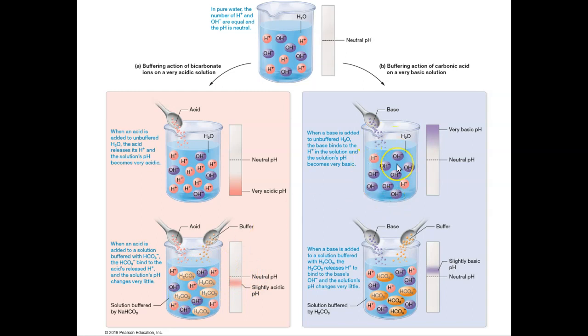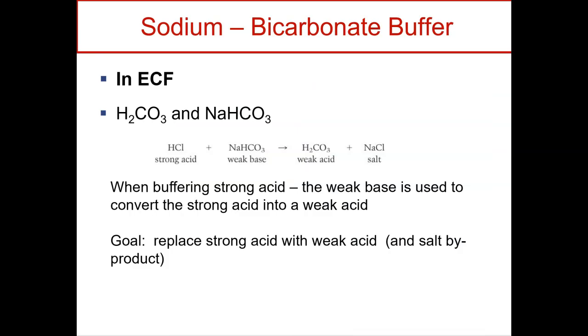The same thing happens with the base. If I were to add the base, I have all these hydroxyls. Notice now there are fewer hydrogen ions. Well, if I have the buffer, now what happens is my buffer is going to prevent all those hydrogens from being removed. It won't release as many of these hydroxides to cause a neutral pH change. So the buffer is important because it helps prevent drastic pH changes.